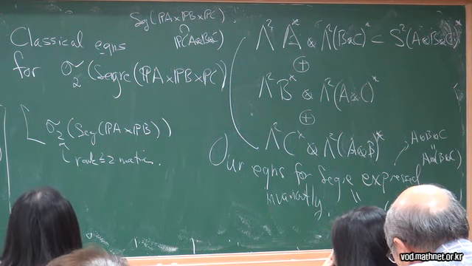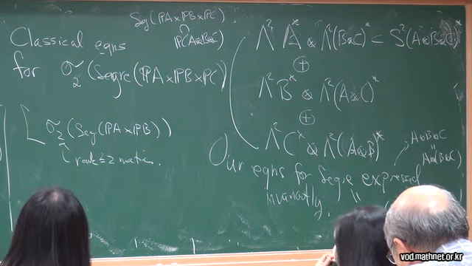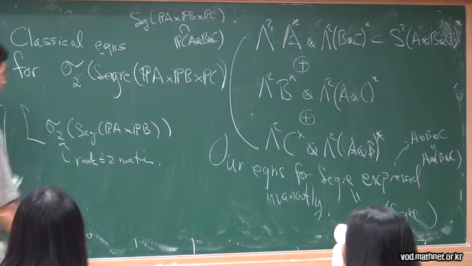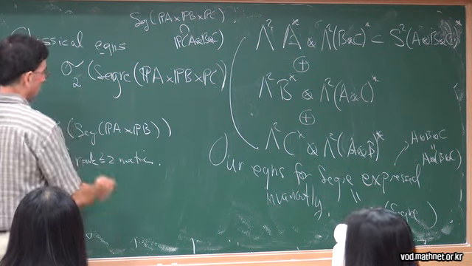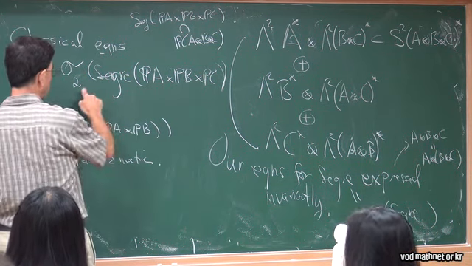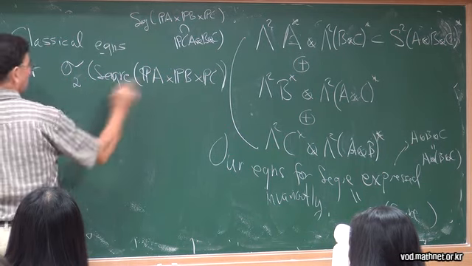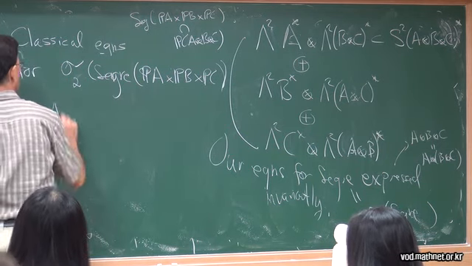You test all the 3 by 3 minors. If the 3 by 3 minors are all 0, it has rank at most 2. So here, we're going to do the same trick. This would be, in this invariant language, 3 by 3 minors.